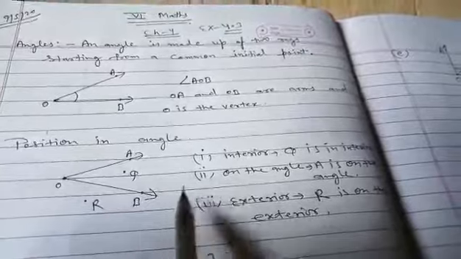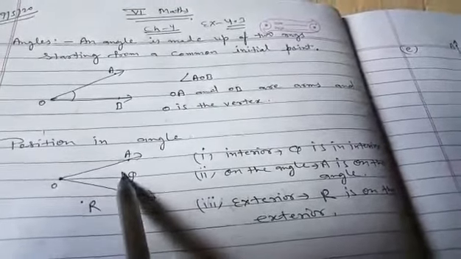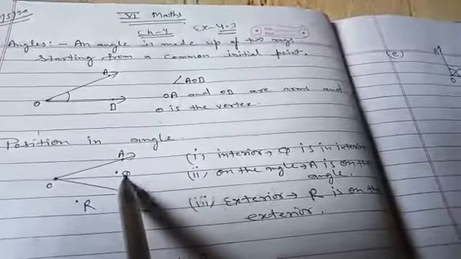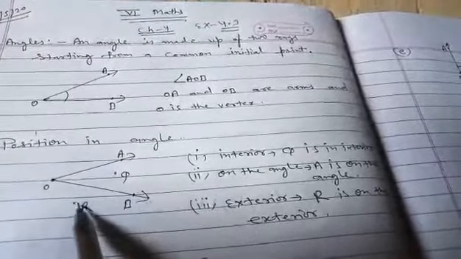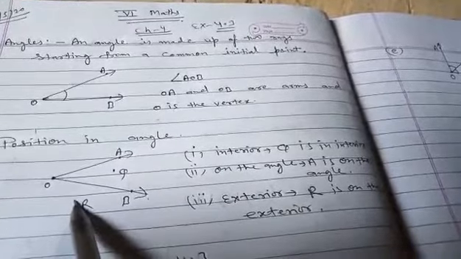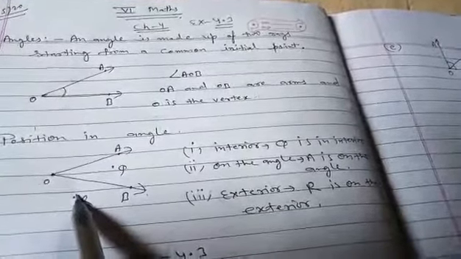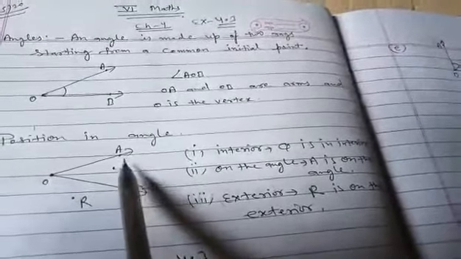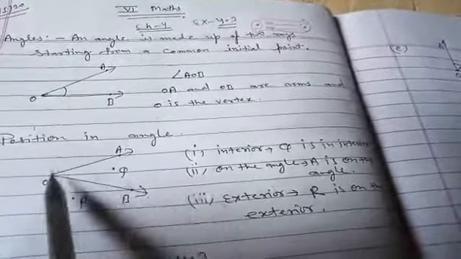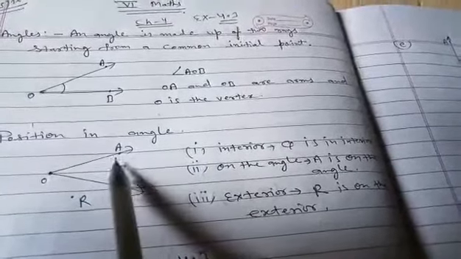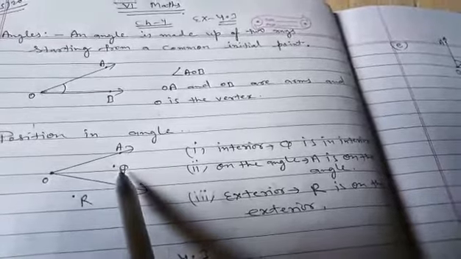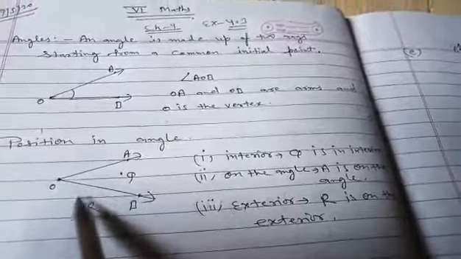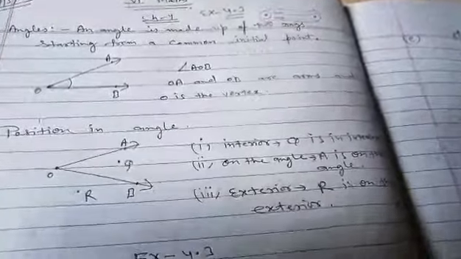AOB is an angle. You see first point Q. Where is Q? Q is inside the angle, that is interior. R is outside, so it is exterior. And A or B is on the angle. Points A and B lie on the angle. So it is clear when a point will be in the exterior, when in the interior, and when the point lies on the arms.